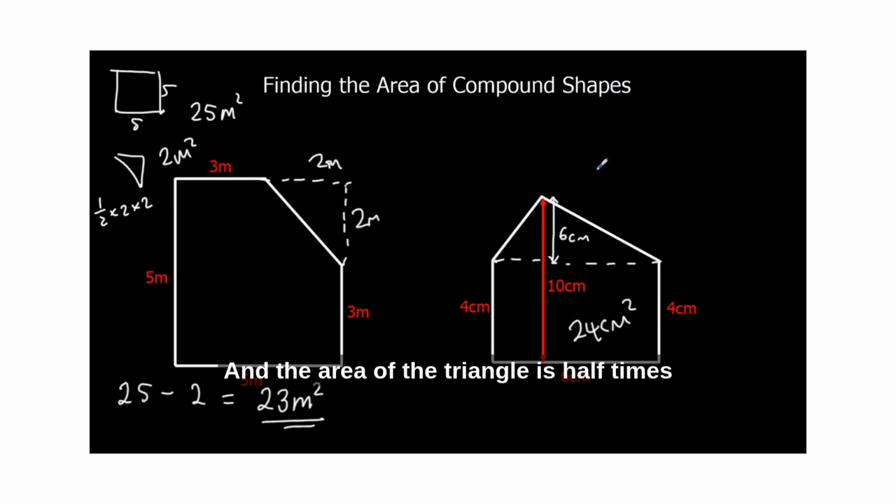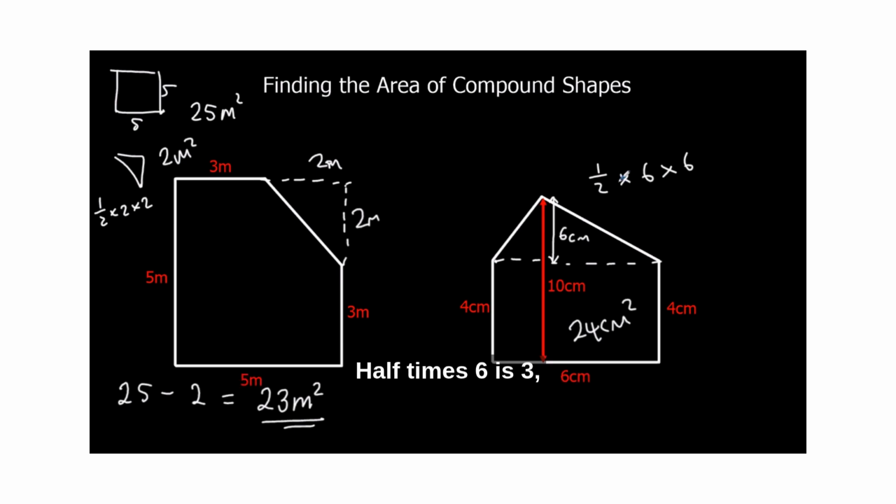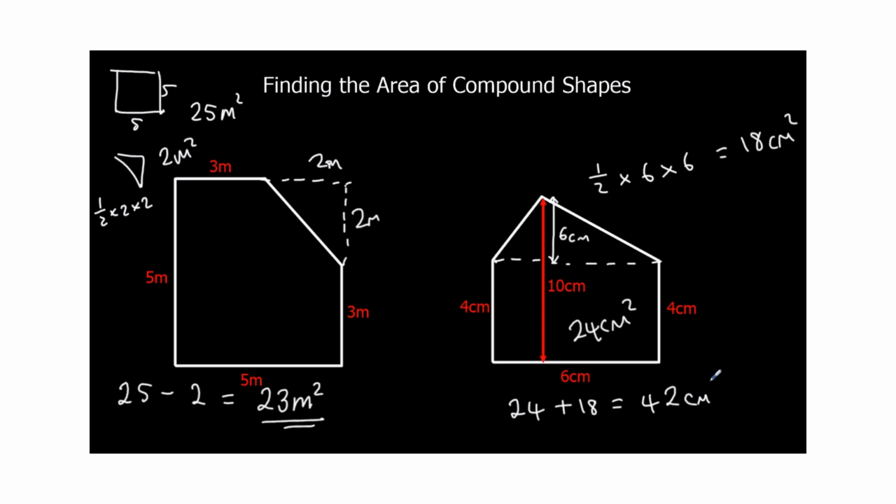And the area of the triangle is half times the base. The base is 6. Half times 6 times the height, which is also 6. Half times 6 is 3, and 3 6s are 18. So we've got 24 plus 18, and that's 42 centimeters squared.